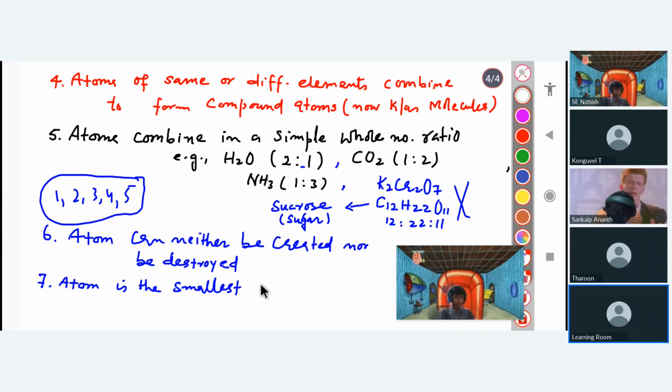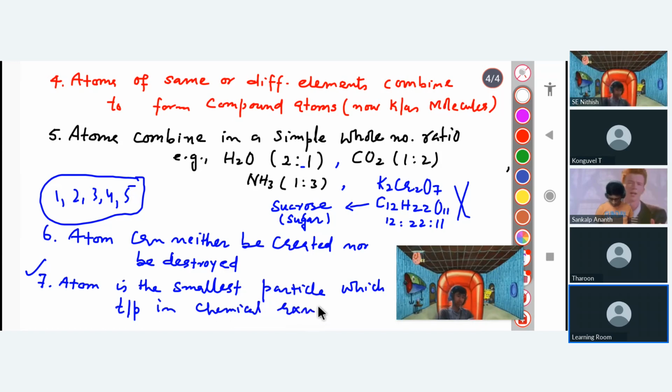So atom is the smallest particle of matter which takes part in chemical reaction. So it's correct. It is correct. But it is not the only smallest, because electron, proton, neutron, they are very much smaller than that of atom. But this is correct because it takes part in chemical reaction. Correct? Yes, sir. So these were the postulates of Dalton's atomic theory. I hope you can remember these. They are very easy to remember.